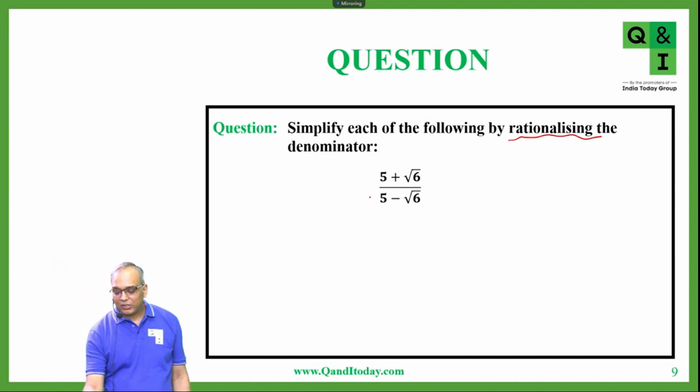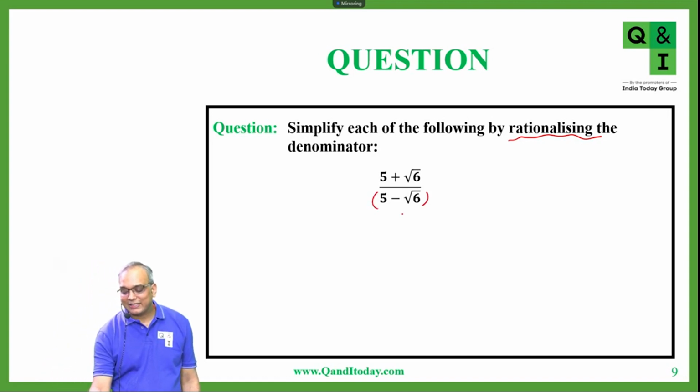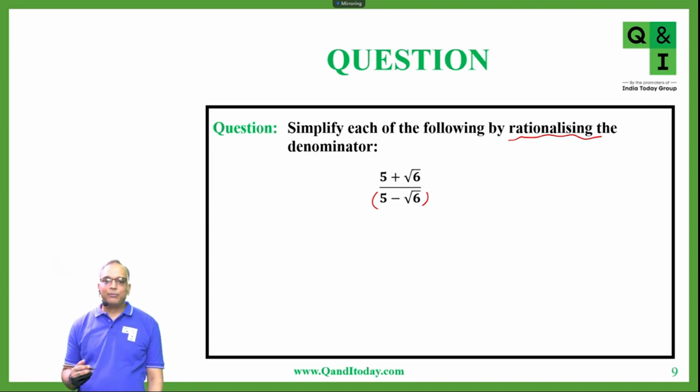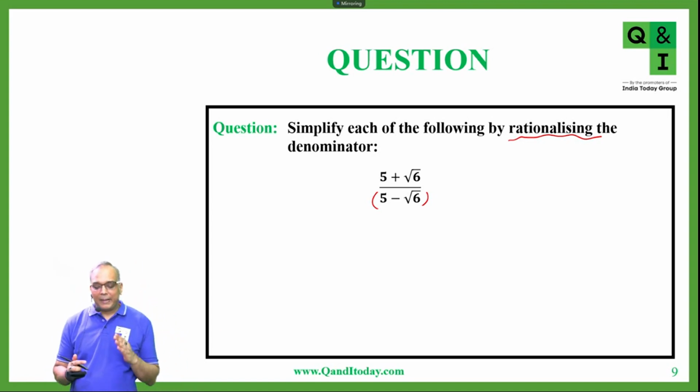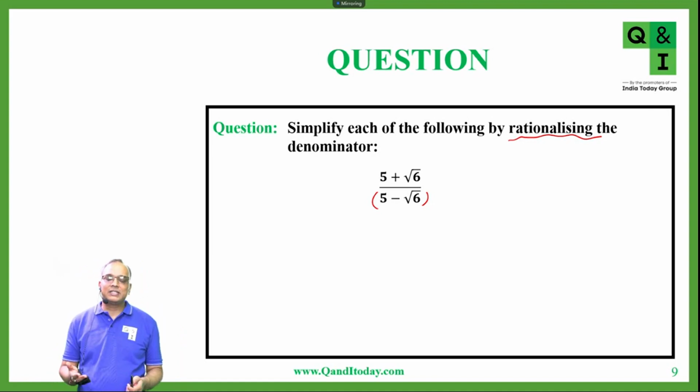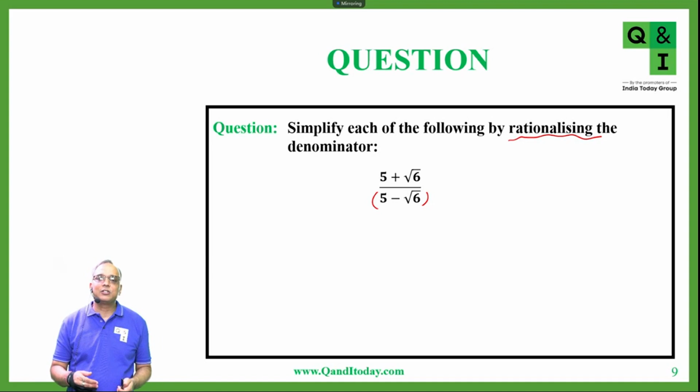Keep in mind that you have to rationalize the denominator and not the numerator. So you have to multiply both numerator and denominator by the conjugate of the denominator. Since in the denominator we have 5 minus root 6, the conjugate of 5 minus root 6 is 5 plus root 6, and you will multiply both numerator and denominator by 5 plus root 6.